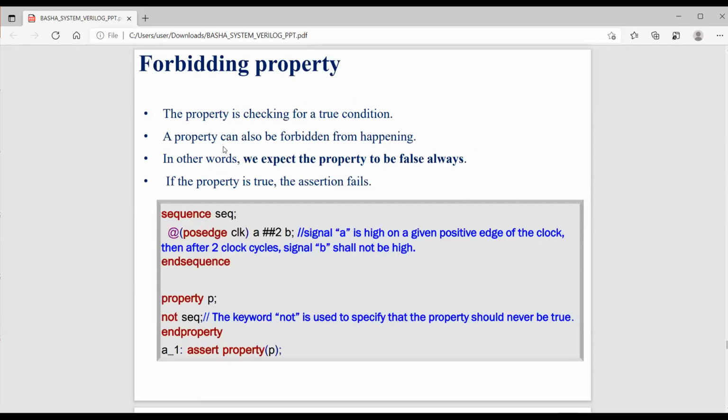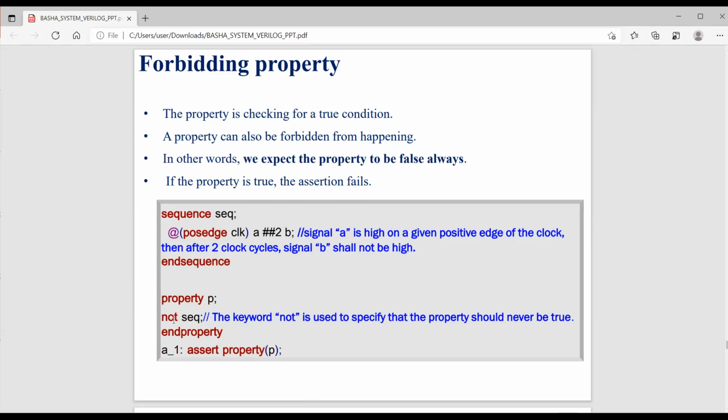So, forbidding property. What this means is, you are writing a sequence, and you're calling that sequence by using the not keyword. We are expecting the property to be false always. This is called a forbidding property. The property is checking for a true condition, but a property can also be forbidden from happening. So it means we expect the property to be false always. If the property is true, the assertion fails. So this is called a forbidding property.